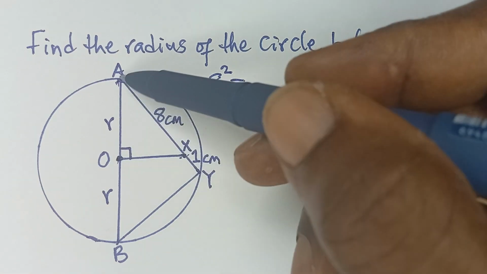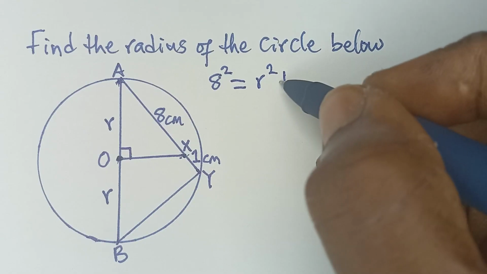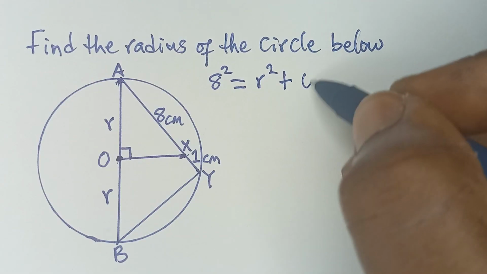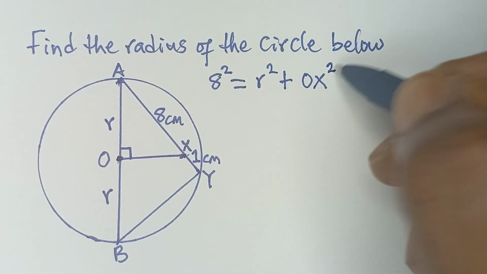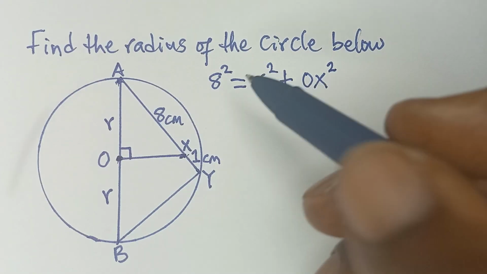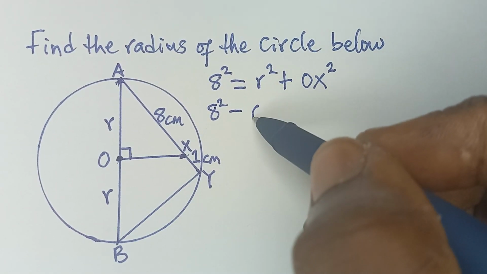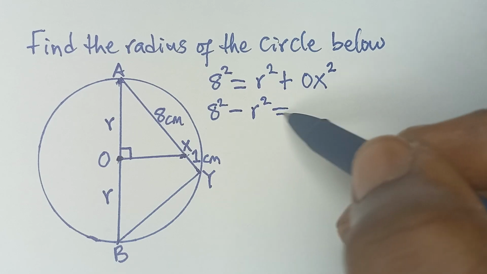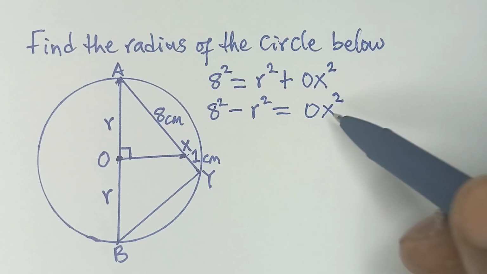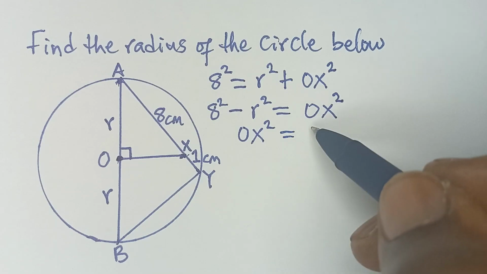the radius square, because the length of this part now is R. So the radius square added to the square of this side, OX. So I'm going to call it OX square. Now, let's make OX square the subject of the formula. So what I'm going to do is to simply say 8 square minus R square. And that will be equal to OX square. So I can also decide to rewrite this as OX square is equal to 64.